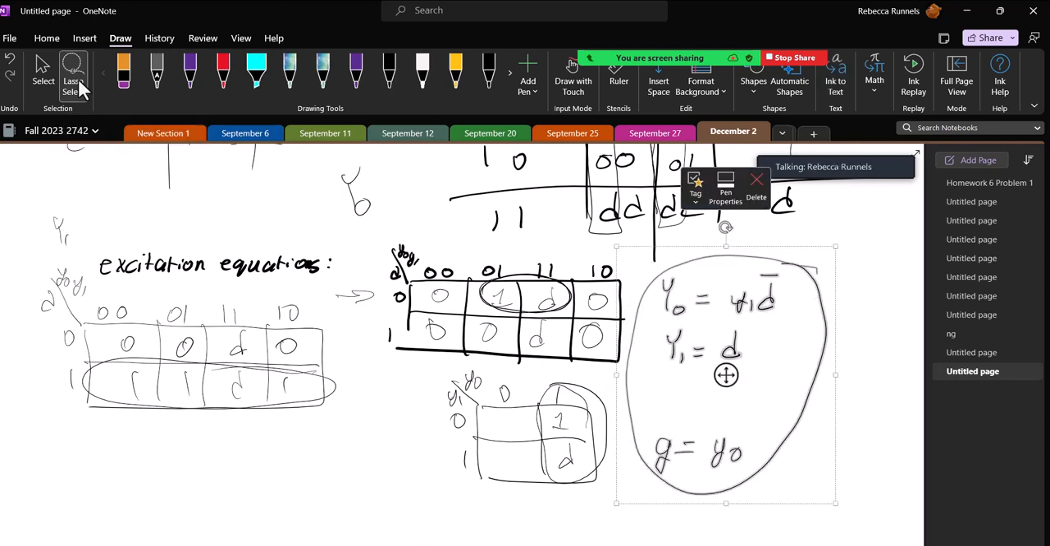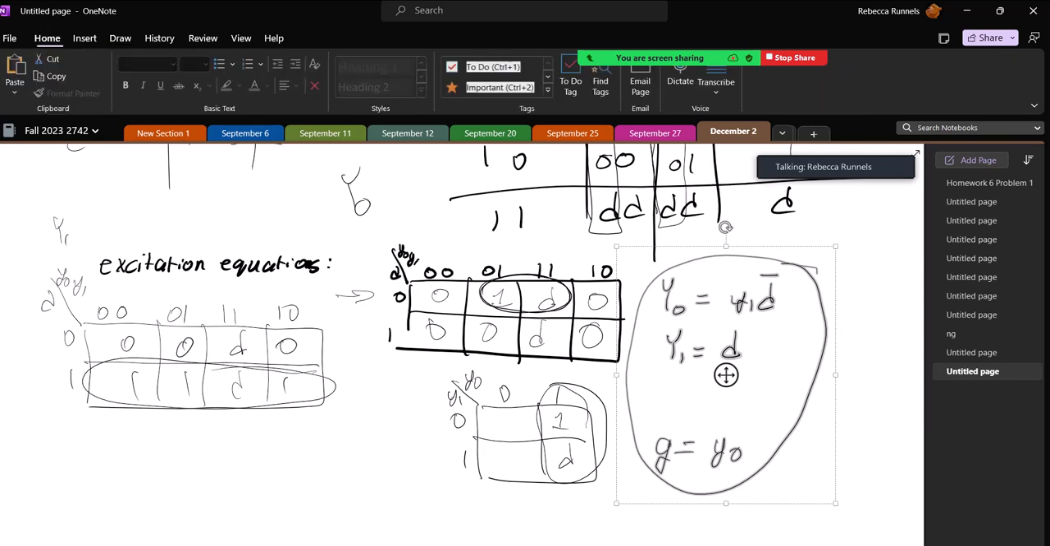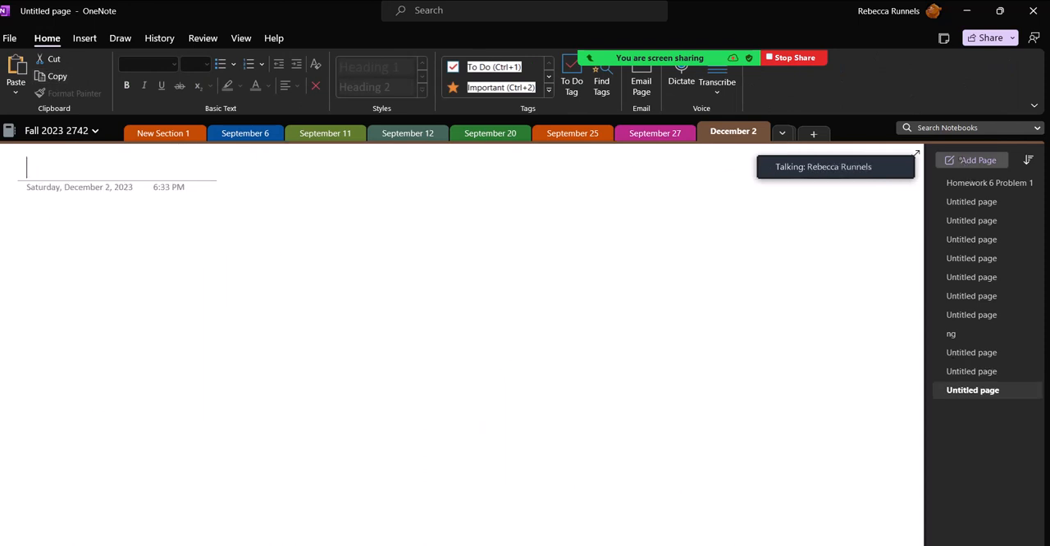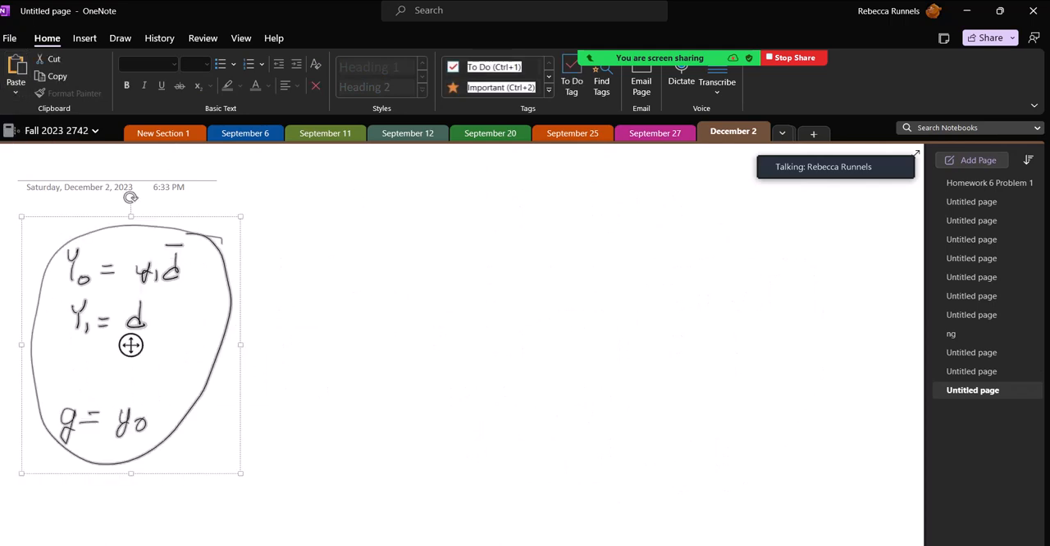The easiest way to design a circuit like this is to use D flip-flops. If you want to make things harder on yourself, you can use another kind of flip-flop. But D flip-flops means I can just use these equations.